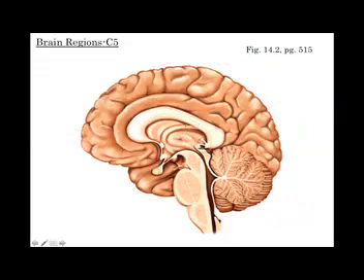What do we find in the diencephalon? Choroid plexus. This is the thalamus here. This is the hypothalamus. And this here is what we call the epithalamus, also known as the pineal gland. And all those are also listed on that table.